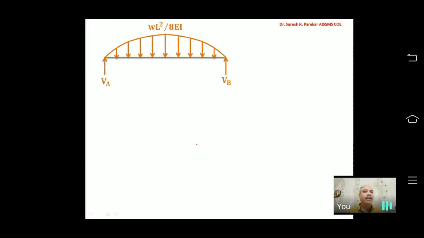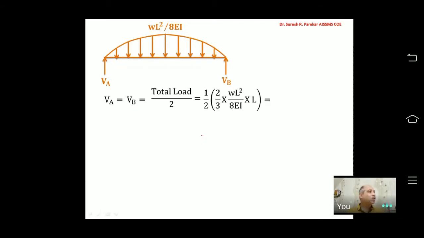We have to find the value of VA. We have to find the value of VB. So we have again 50-50. Now we can go with this. VA equal to VB, total load 1/2. So 1/2, that is total load by 2. So that 2 we will take as 1/2, and the total load we have inside the bracket. So inside the bracket, 2/3 into WL square upon 8 EI into L.